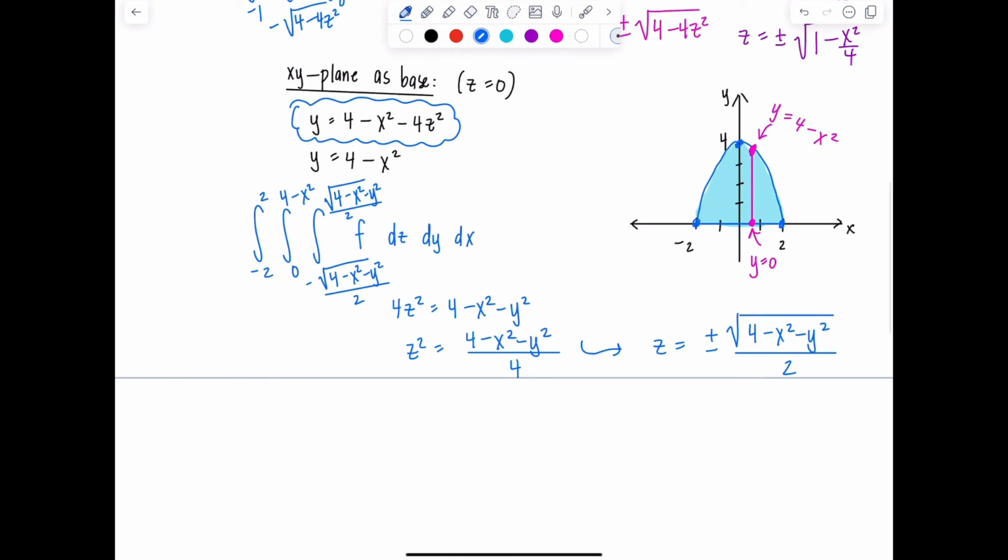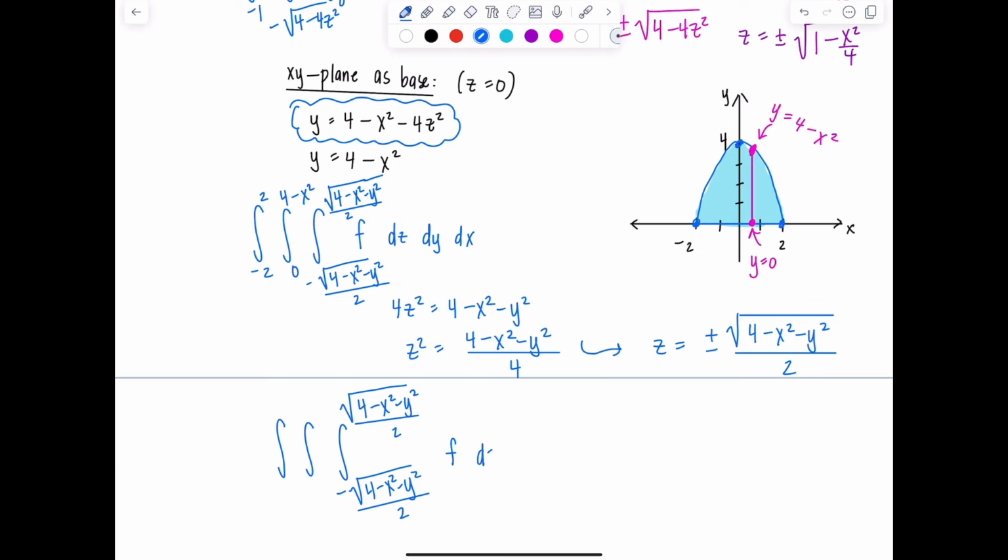Okay, now let's switch it up. We're still going to use the xy plane as the base. So the limits for z are the same. I'm not changing anything there. Radical 4 minus x squared minus y squared over 2, and then negative radical 4 minus x squared minus y squared over 2.